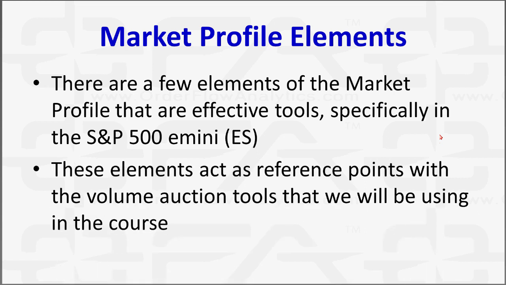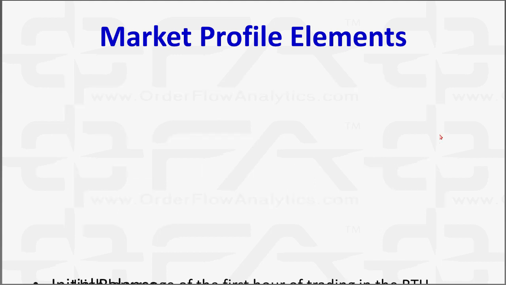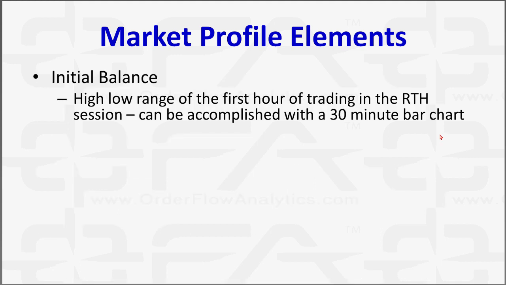Elements act as reference points with the volume auction tools that we'll be using in the course, and here they are. You don't have to write this down now, but these are the elements of the market profile that we are going to use going forward. First one is called initial balance. It's the high-low range of the first hour of trading in the RTH session. You can also accomplish this with a 30-minute bar chart. Let me just take a look and see if I can give you an example here.